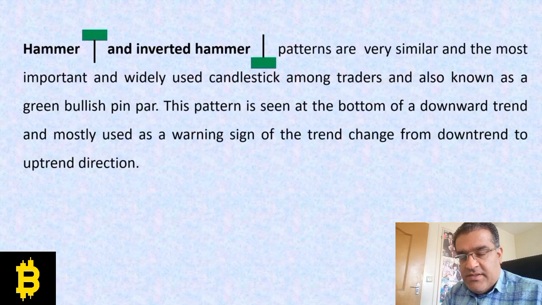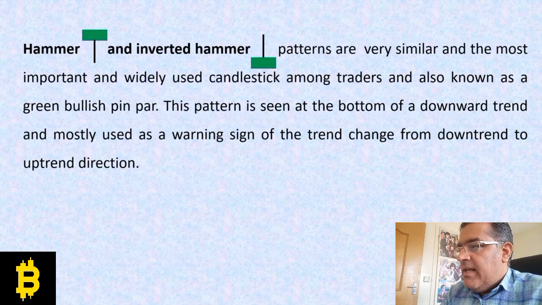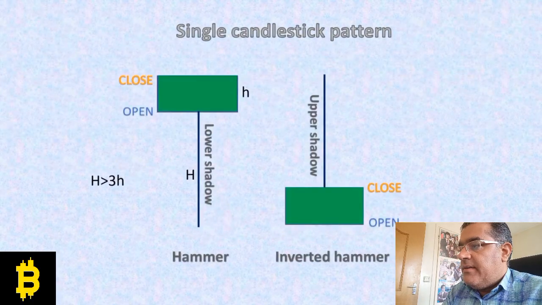In this video, I'm going to talk about the hammer, hanging man, inverted hammer and shooting star, the candlestick patterns for trend reversal. The hammer and inverted hammer patterns are very similar, and they are among the most important and widely used candlesticks in a trend, also known as a green bullish pin bar.